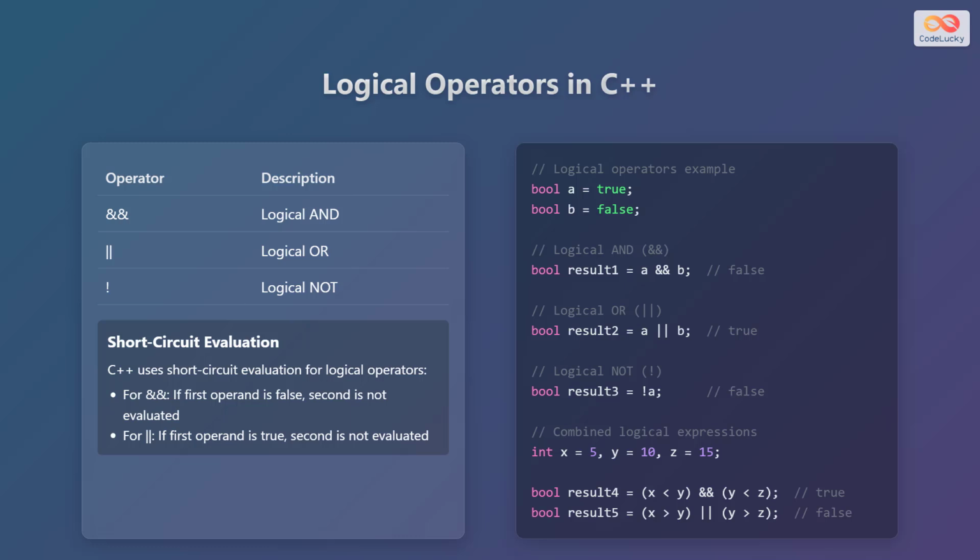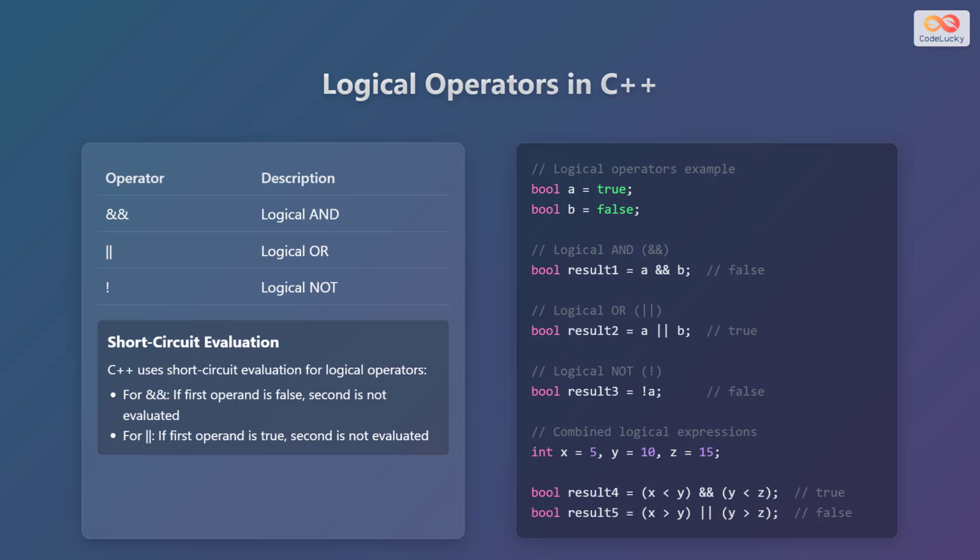We have bool a equals true and bool b equals false. Bool result1 is assigned the result of a and b, which is false because both operands are not true. Bool result2 is assigned the result of a or b, which is true because at least one operand is true. Bool result3 is assigned the result of not a, which is false because a is true.